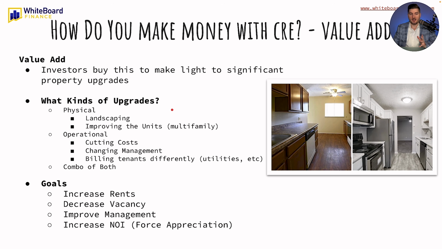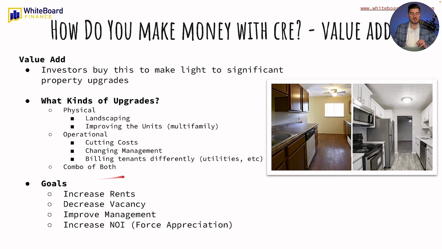So what kind of upgrades are we talking about? Well, there's a million, but generally you have physical, which could be landscaping. It could be improving the units like multifamily, similar to this picture right here. You can have operational upgrades such as cutting costs, changing management, billing tenants differently when it comes to utilities, raising the rents, things like that. But mostly it's a combination of both. It's just making a business more efficient and a better value for your renters, okay, your tenants.